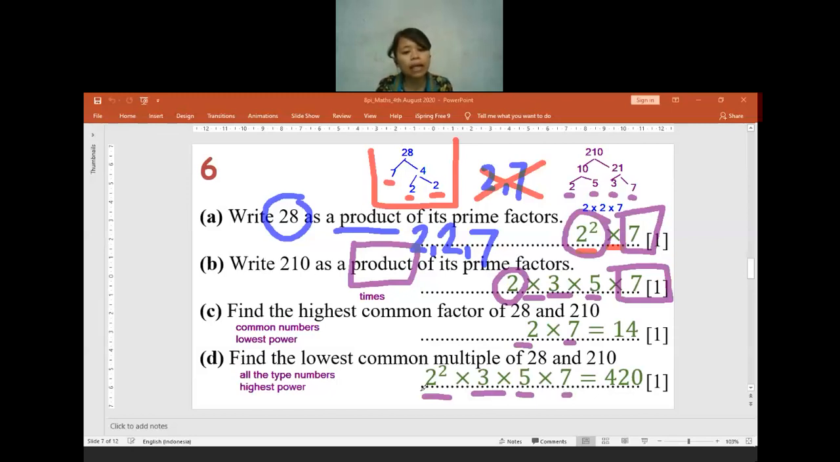So later in the end, I have to multiply them. 2 to the power of 2 times 3 times 5 times 7. The result, it will be equals to 420.